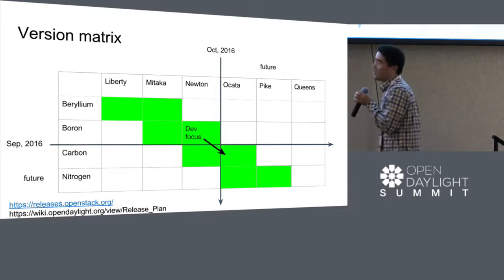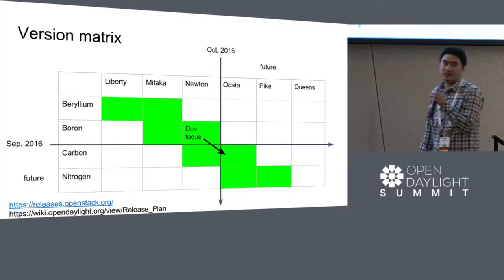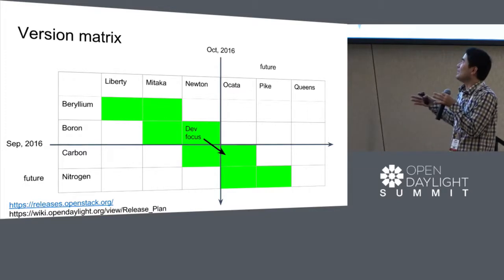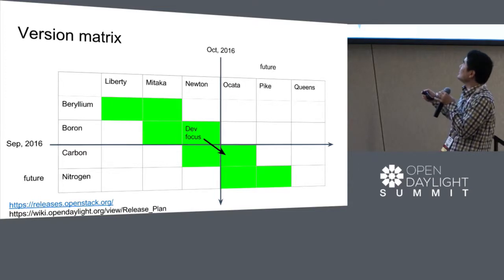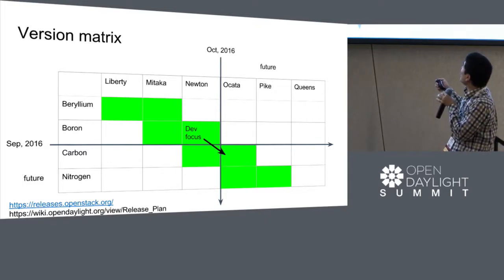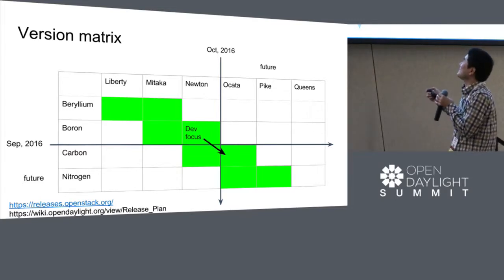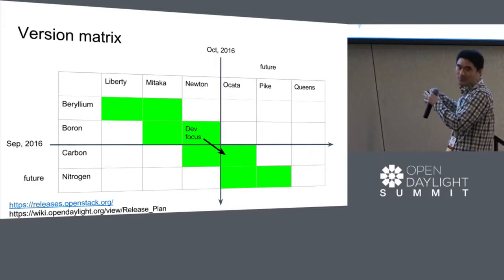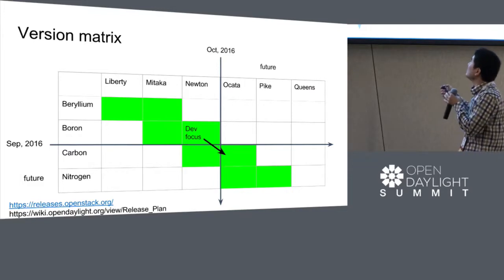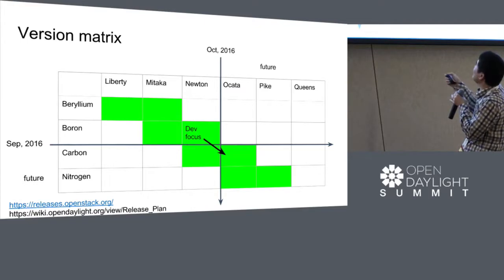Actually, this matrix summarizes the previous slides in a different way. Ideally, we should move this way, but right now we are on Boron plus Newton, and probably we will skip to Carbon plus Ocata. Many users require some other version combinations, but at least in development, the focus will be on this line in the diagram.